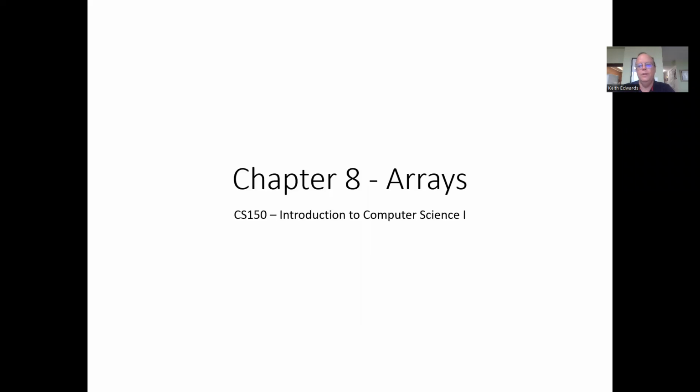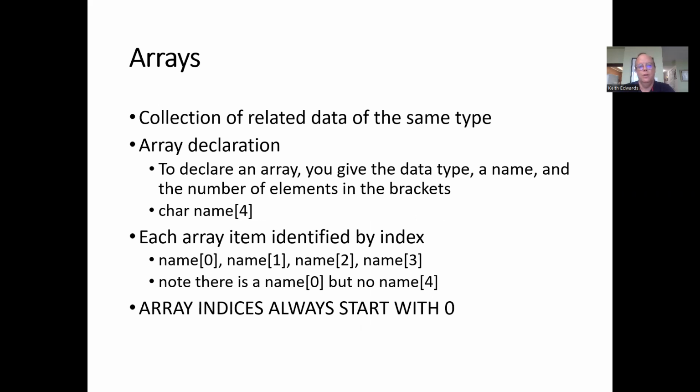So CS150, we're continuing on with our study, and we're going to take a look at arrays, which are going to be a way of organizing data for us. So if you look at the definition, an array is a collection of variables that are all of the same type, or a collection of related data that are all of the same type.